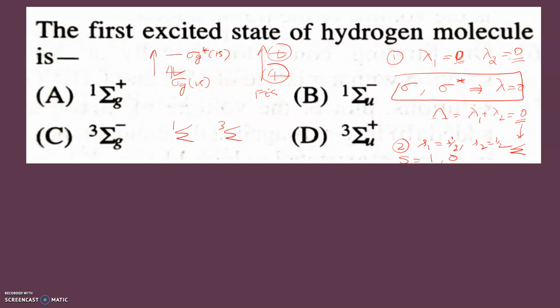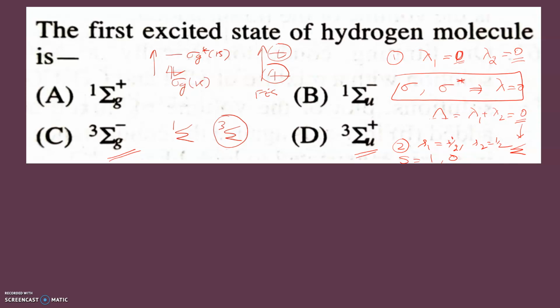But we know very well, compared to singlet, triplet state is lower in energy in general. Therefore, the triplet state is considered as the first excited state. So option C and option D, these 2 options have triplet states with the sigma.